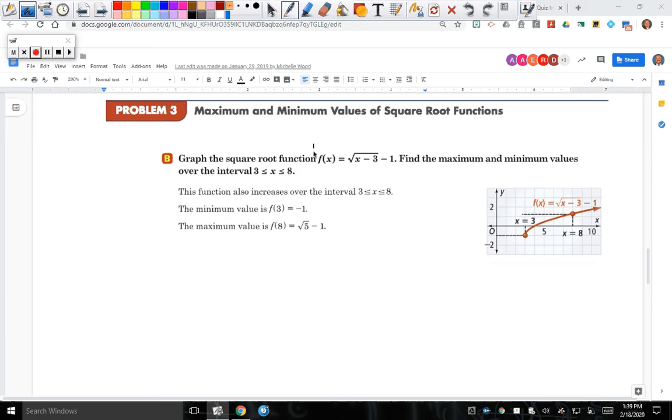Alright, so let's go to maximum and minimum of square root functions. So I have this square root of x minus 3, minus 1, is this graph that you see right there. But if I asked you to domain restrict this and only look at from 3 to 8, and I'm looking at this graph, and then I said, what would be the max and what would be the min? Let's go back to Drew. How could I find the min of this restricted domain function that I have?